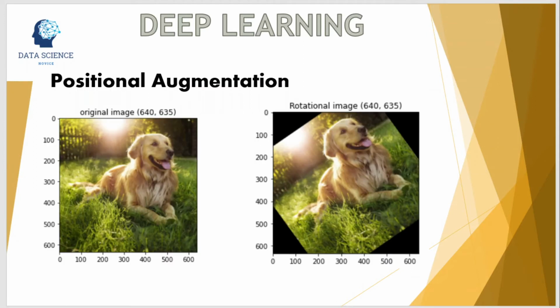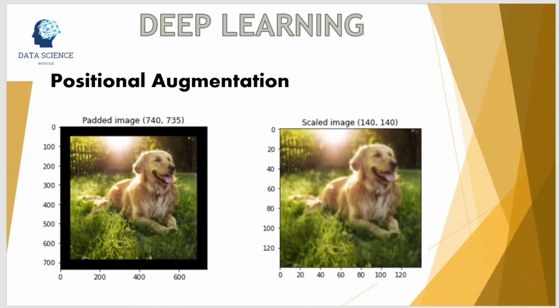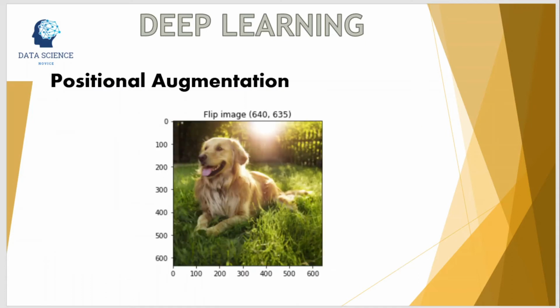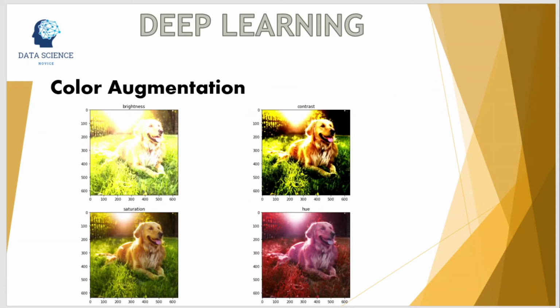The positional augmentation is related to the position of an image. Here we have the original photo of the dog, and on the right hand side we have a photo of the same dog rotated 45 degrees. Next, we can pad the image, which helps in increasing the size of the image. We can also reduce the size of the image by applying scaling. And lastly, we can flip the image. So these are some of the positional augmentations we can apply on images. Next we have color augmentation.